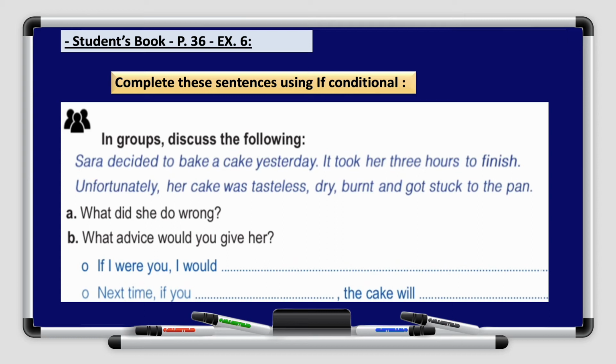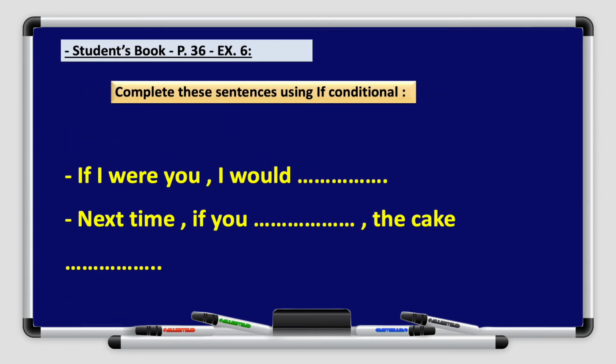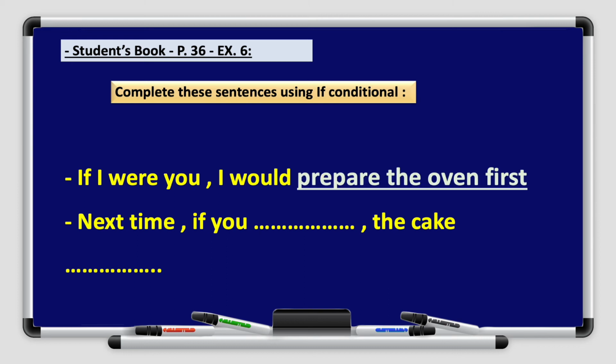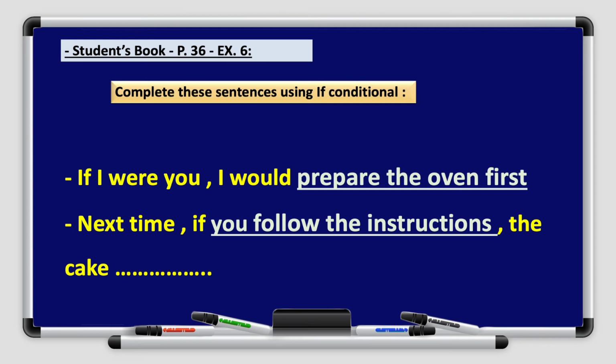Think of it. Let's check the answers. If I were you, I would... What do you think? Is it the first or the second type of if? Excellent. If I were you, I would prepare the oven first. What about the second one? Next time, if you follow the instructions, the cake will taste better.